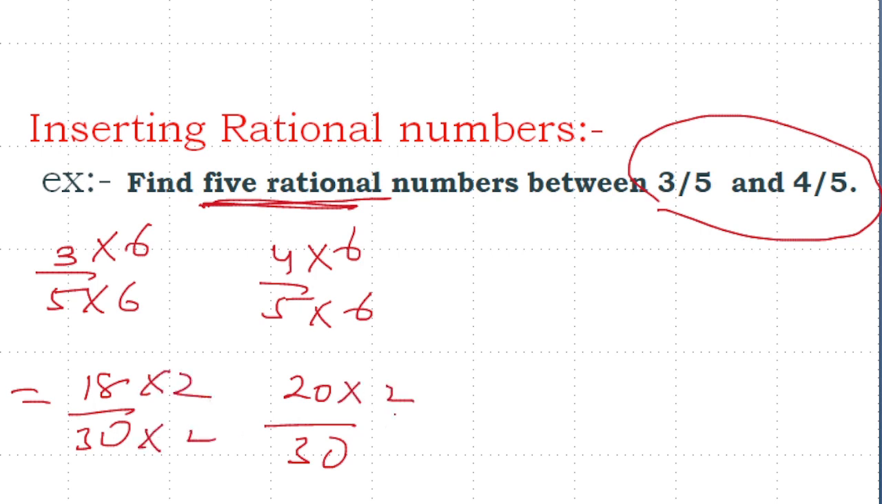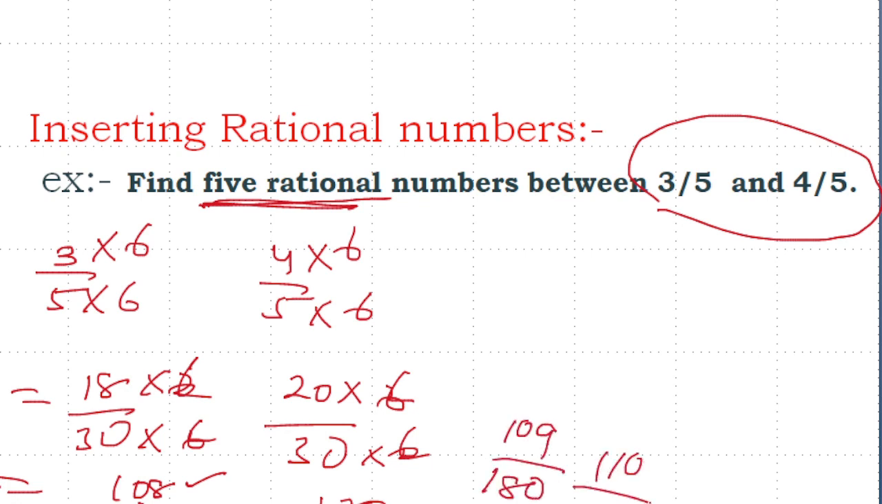Again multiply with 6, and I think it will be better. So 18 times 6 is 108 by 180, and here 120 by 180. Oh yes, so many numbers you get: 109 by 180, 110 by 180, 111 by 180, up to 120 by 180. You got so many rational numbers in between these two rational numbers.